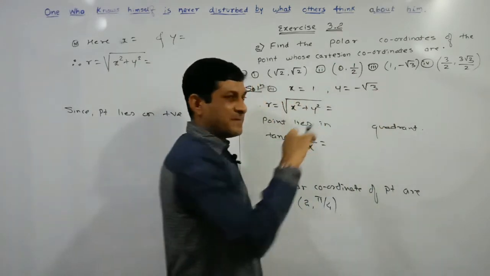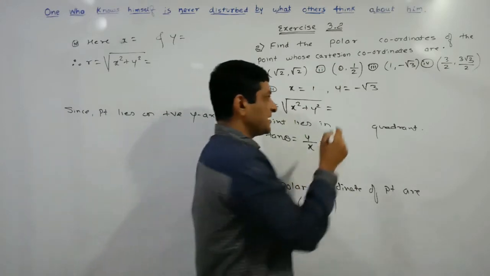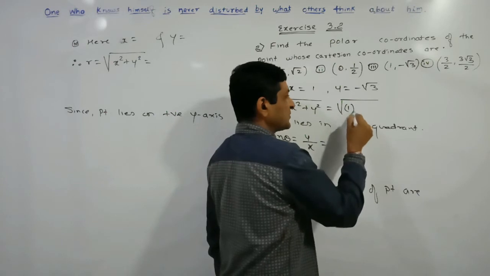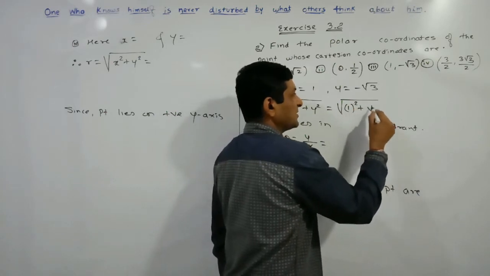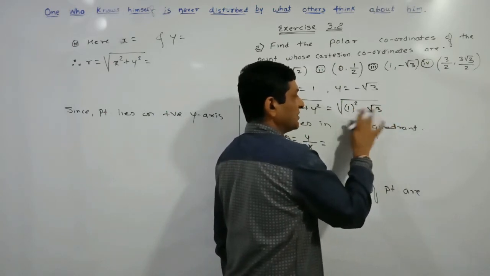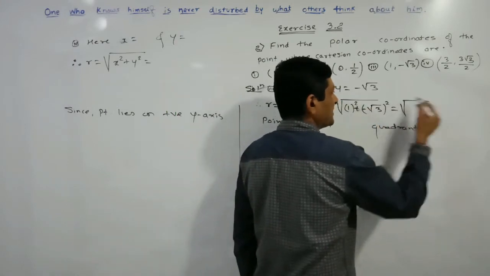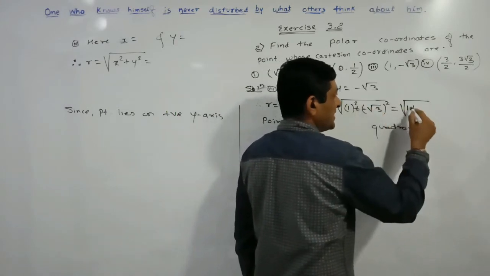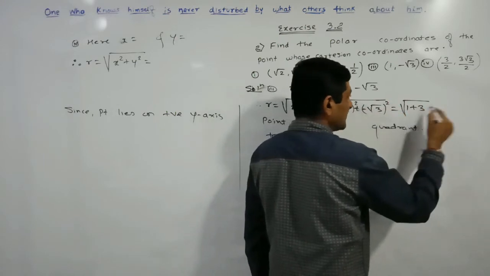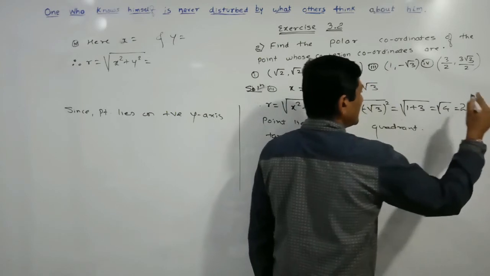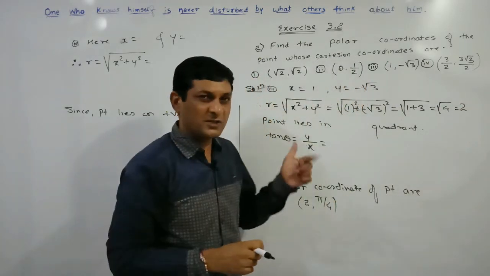So use the same method to find the value of r, that is under root x square plus y square. Under root x means 1 square plus y means what? Square of minus root 3. So square of minus root 3, see what result we get here. Square of 1 is 1, square of minus root 3 is plus 3, which is equal to root 4, and square root of 4 will be equal to what? 2. In this way we have got the value of r.